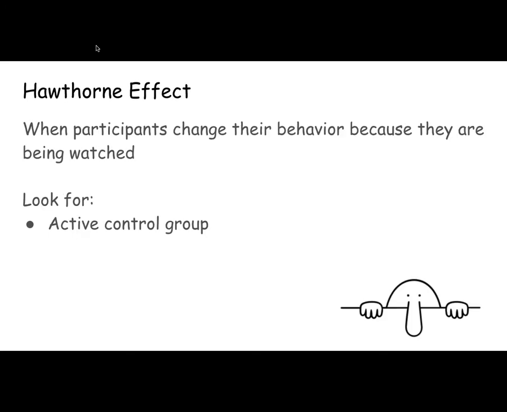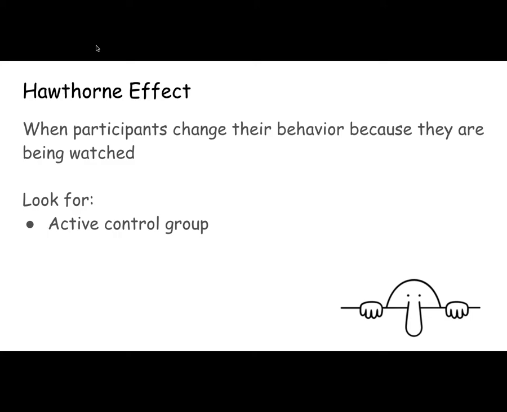The Hawthorne Effect refers to this idea that participants sometimes change their behavior because they're being watched. So you might have an intervention that you're testing, and just because you're paying attention to the people who are getting that intervention and you're meeting with them and you're asking them how they're doing, they may change their behavior, or that may in itself improve the results of the intervention.